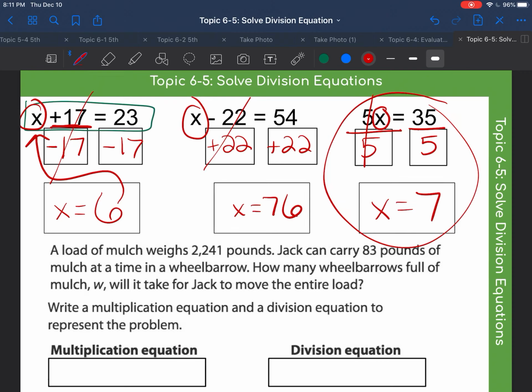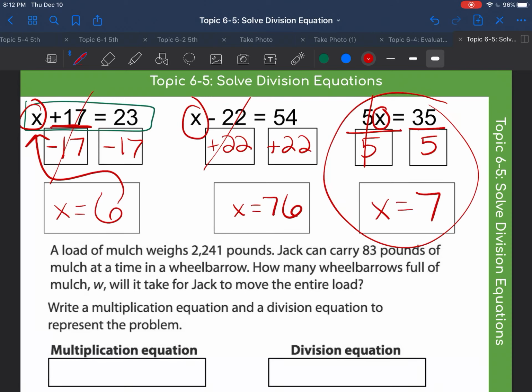It says a load of mulch weighs 2,241 pounds. Jack can carry 83 pounds of mulch at a time in a wheelbarrow. How many wheelbarrows full of mulch W will it take for Jack to move the entire load?